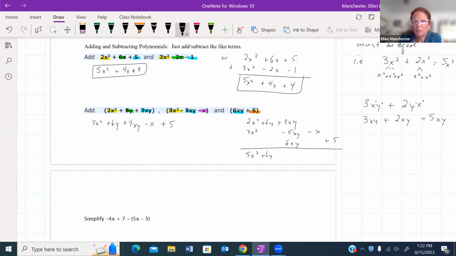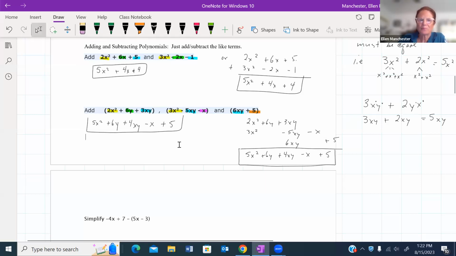6y is in a column by itself. 3 minus 5 plus 6. So you could do this: 3 and 6 is 9, 9 minus 5 is 4. I don't have any other x's, and I don't have any other constants. So again, whichever way you like, stick with it. I like this because it's a visual. You can see which ones are the like terms.